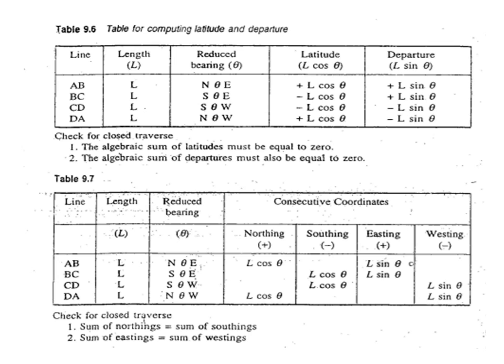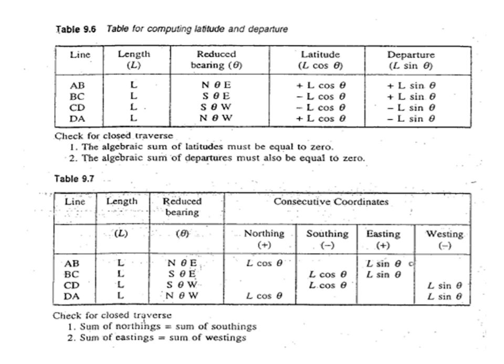Similarly, for the check for a closed traverse, the algebraic sum of latitudes must be equal to 0. Similarly, the algebraic sum of departures must be equal to 0. So, please refer to table 9.7, in which line, length, reduced bearing and consecutive coordinates are written. Whenever we have a positive value, it is entered in the northing or easting column, and whenever we have a negative latitude value, it is entered in the southing column. Similarly, negative departures are entered in the westing column.